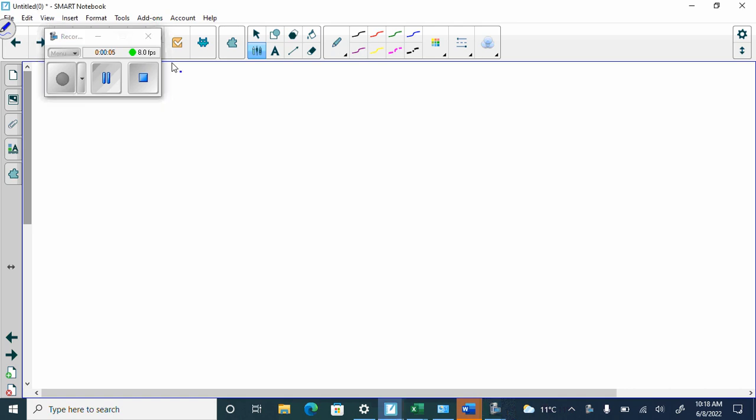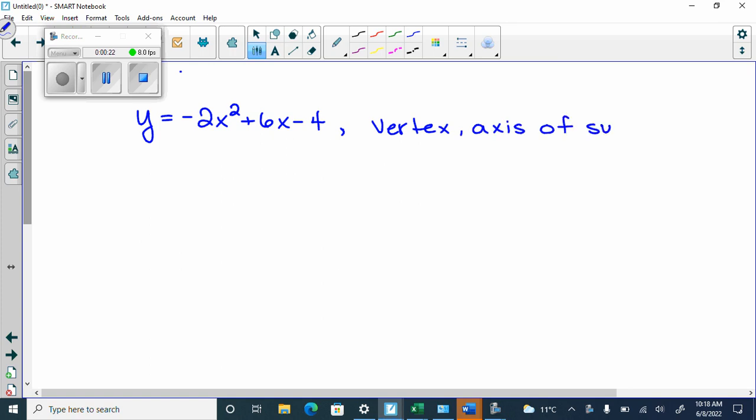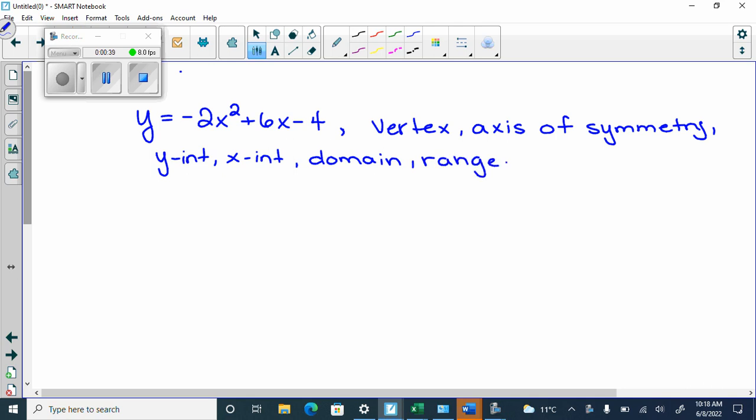I'm going to give you y equals negative 2x squared plus 6x minus 4. And I want the vertex, axis of symmetry, y-intercept, x-intercept, domain and range. All algebraically.